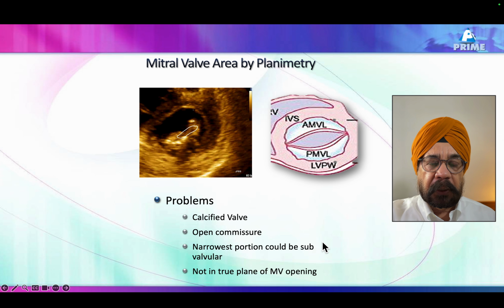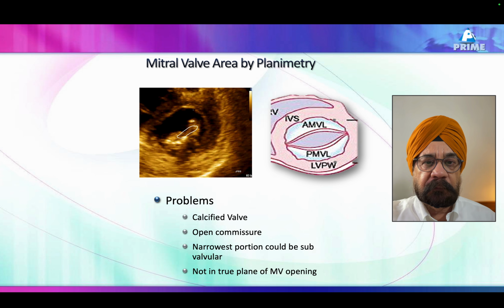Now, it is quite possible that this may not be the narrowest portion causing the stenosis. The stenosis might be happening at the chordae level, right? It might not be happening predominantly at the valve level, but at the subvalvular level, so then the assessment of the mitral stenosis severity would be wrong.